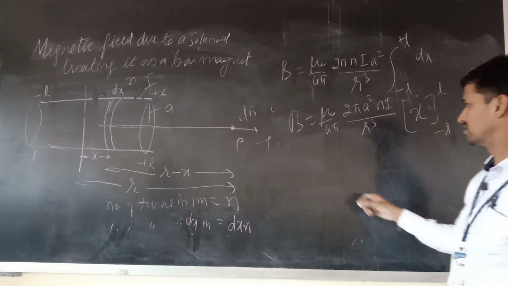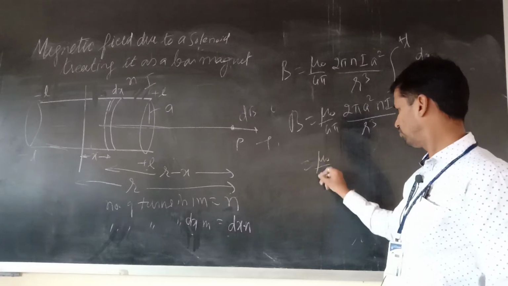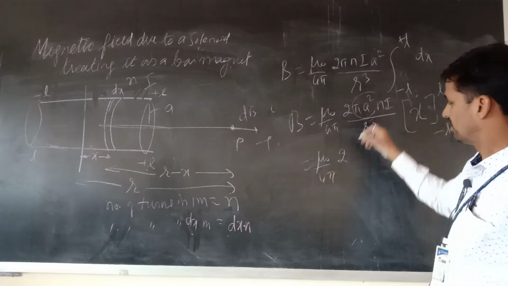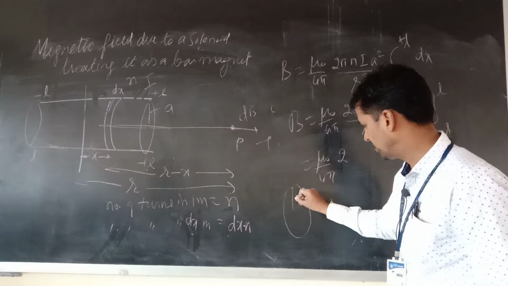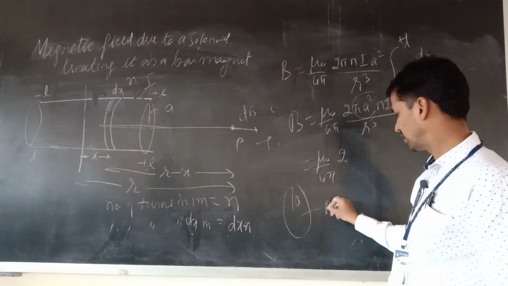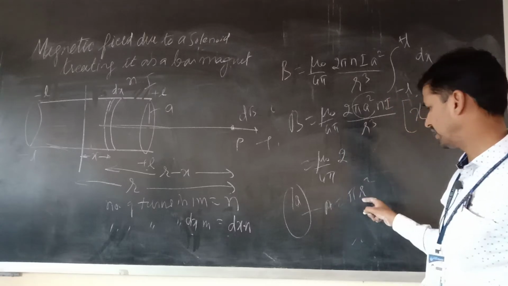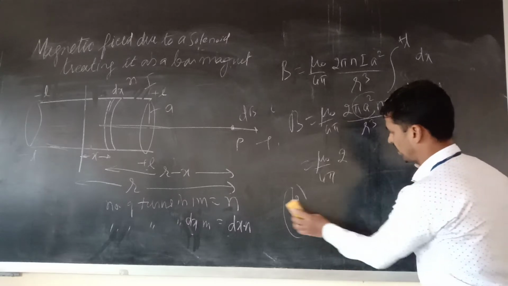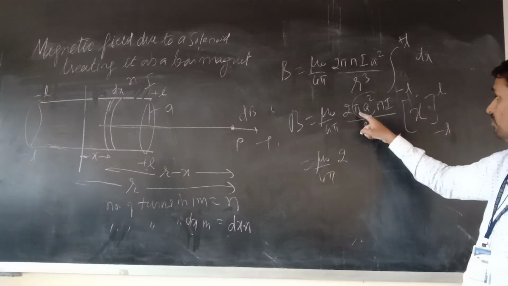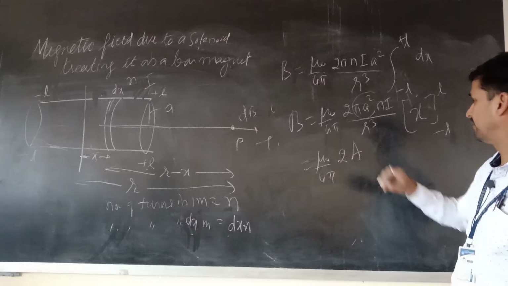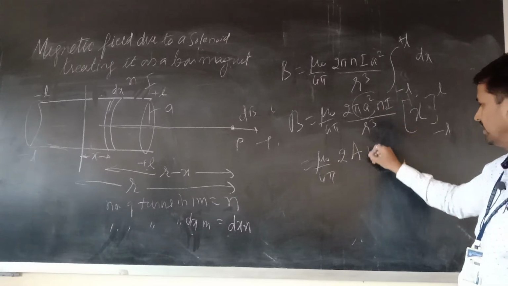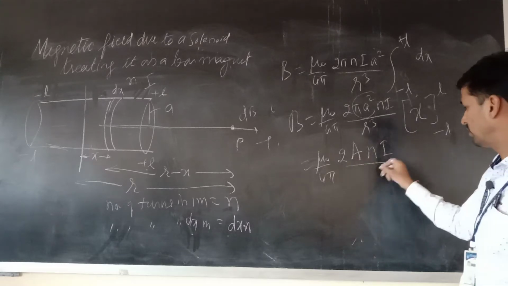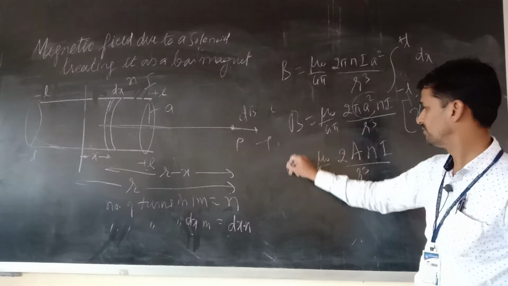Now children, let us see. Mu naught upon 4 pi, 2. What is pi a square called? See children, the radius is a, the area of a circle is pi r square, correct? But here the radius is taken as a, so it will be pi a square. Pi a square is called, children, area. Pi a square I will write as A. Number of turns, yes, I as it is. R cube also as it is.